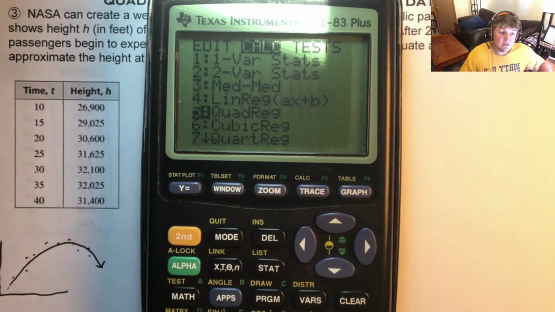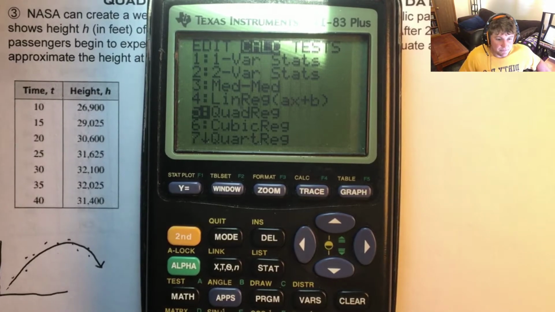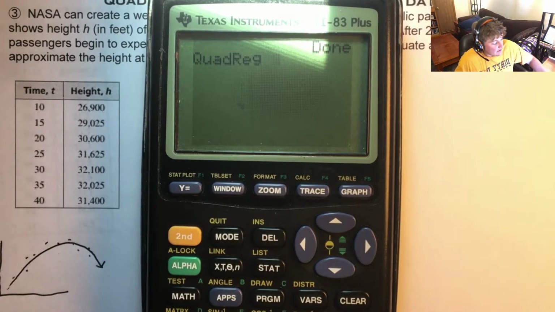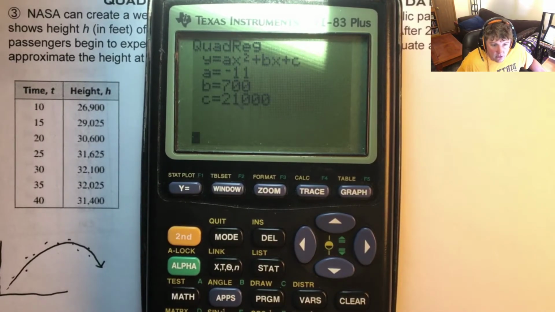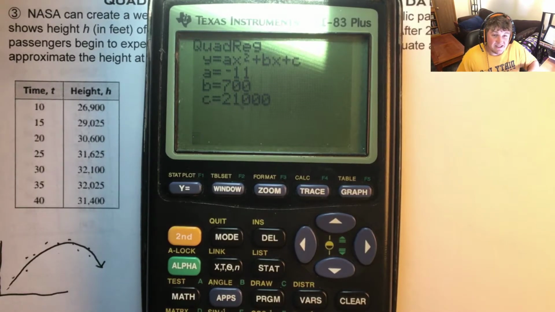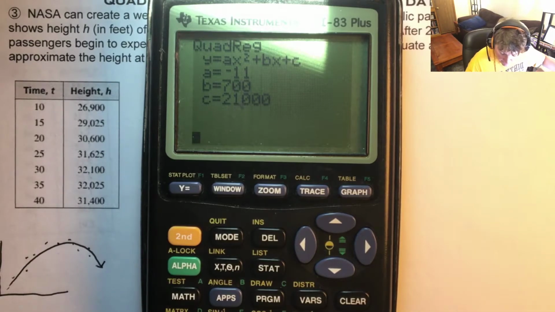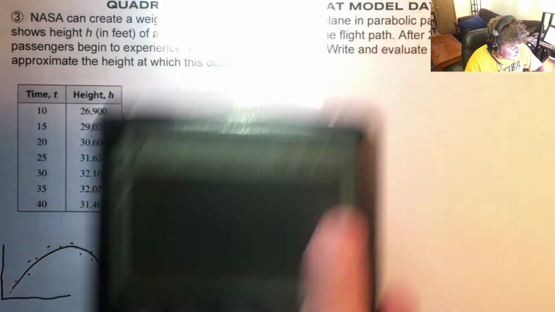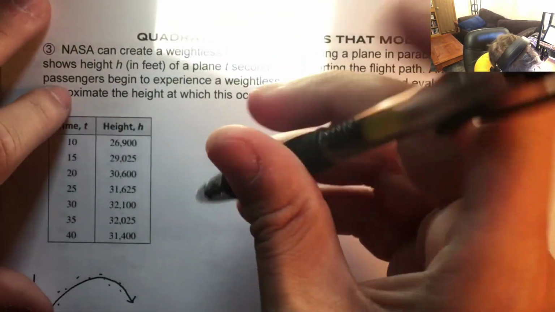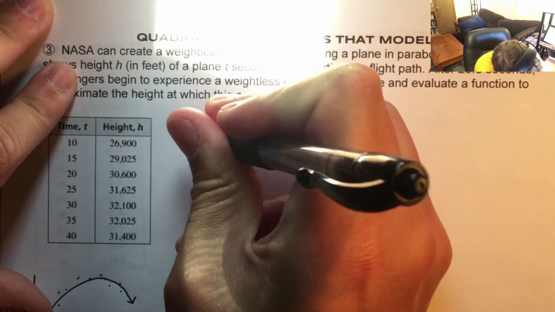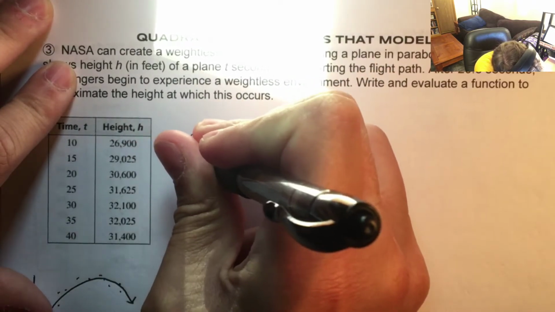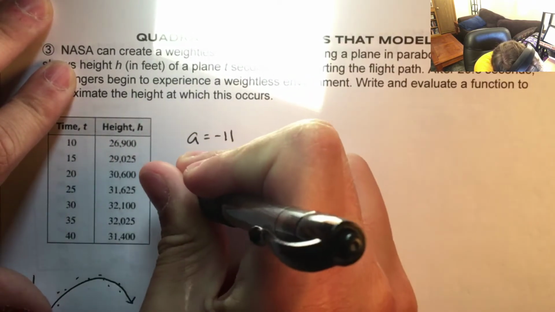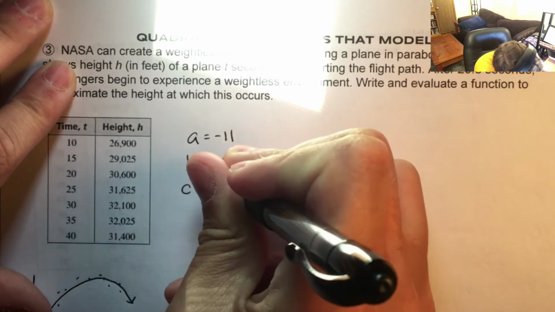Essentially saying, find me the equation of a curve that fits these dots the best it can. Okay, so let's do this. Quadratic, hit enter. Okay, and it's going to put it in standard form for us. So A is -11, B is 700, and C is 21,000. So let's go ahead and just write that down. I know that A is -11, B is 700, and C is 21,000.